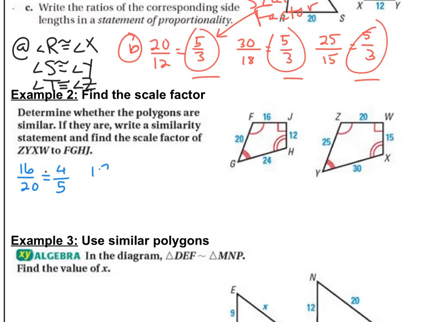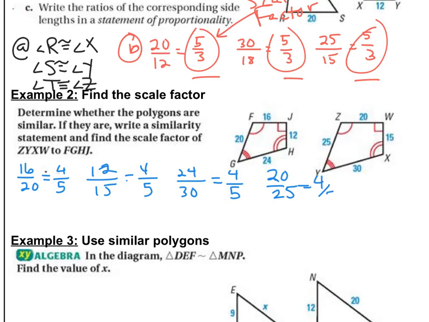JH is 12, and WX is 15. 3 goes into both of those, giving me 4/5 again. HG is 24 and XY is 30. 6 goes into both of those, 4/5. And last but not least, we get 20 over 25, which again will simplify down to 4/5. So we have determined that they are similar. We've determined that our scale factor is 4/5.